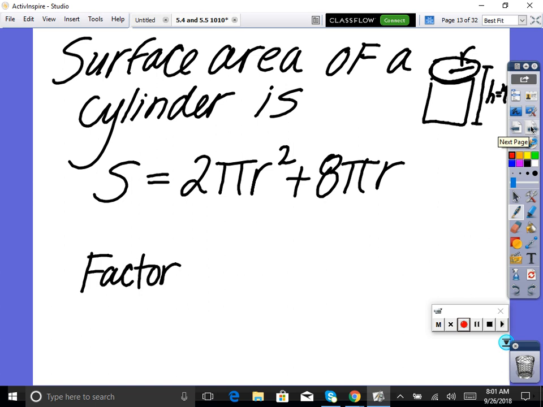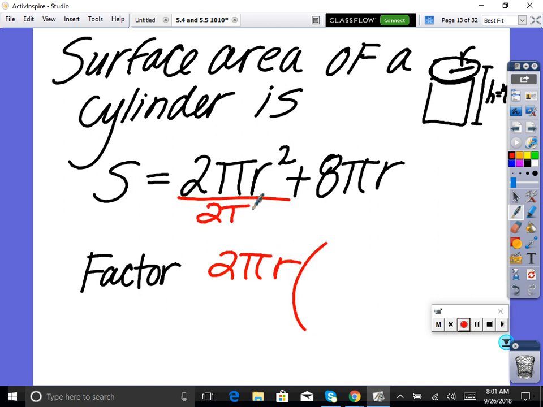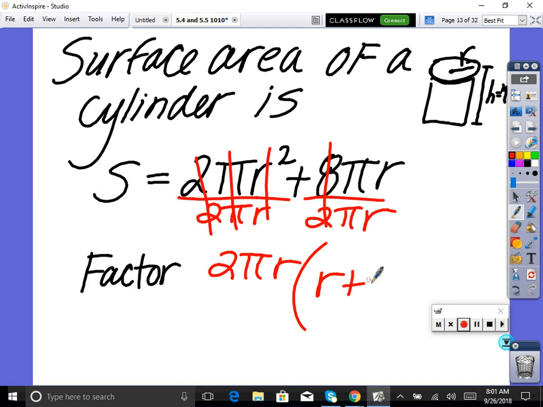Now looking at this one, guys, story problems cannot scare you because a lot of times it's just asking the same thing. Let's read this. Given the surface area of this cylinder is this formula, S is equal to 2 pi r squared plus 8 pi r, factor. Is that asking you to do anything different? No? So how would we factor that? You're saying factor out the greatest common factor, which would be a 2, a pi, and an r. So write it. Divide by 2 pi r. Then left in our parentheses is r plus 4, right, everyone?